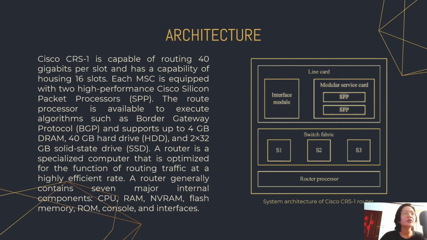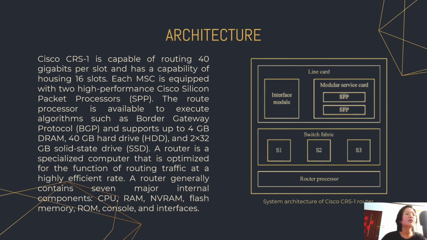Architecture. Cisco CRS-1 is capable of routing 40 gigabits per slot and has a capability of housing 16 slots. Each MSC is equipped with two high-performance Cisco Silicon Packet Processors, or SPP. The route processor is available to execute algorithms such as Border Gateway Protocol, or BGP, and supports up to 4 GB DRAM, 4 GB hard drive, and 2 by 32 GB solid-state drive.